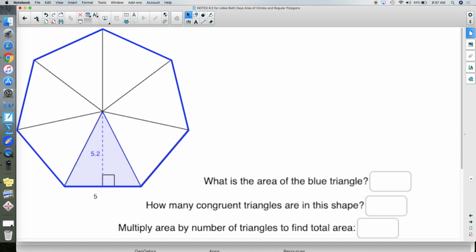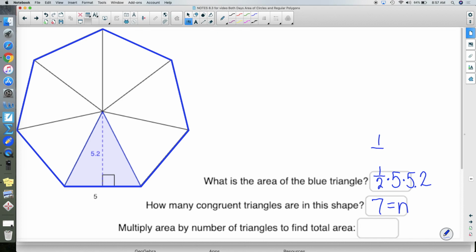So let's do one and then we'll formalize the formulas so that you can write them down. What's the area of the blue triangle? They have a nice 9-sided polygon here. Oh no, it's 7. So there's 7 congruent triangles in this shape, so that's my number of sides. The area of the blue triangle would be a 1/2, base length of 5, apothem or height of 5.2.